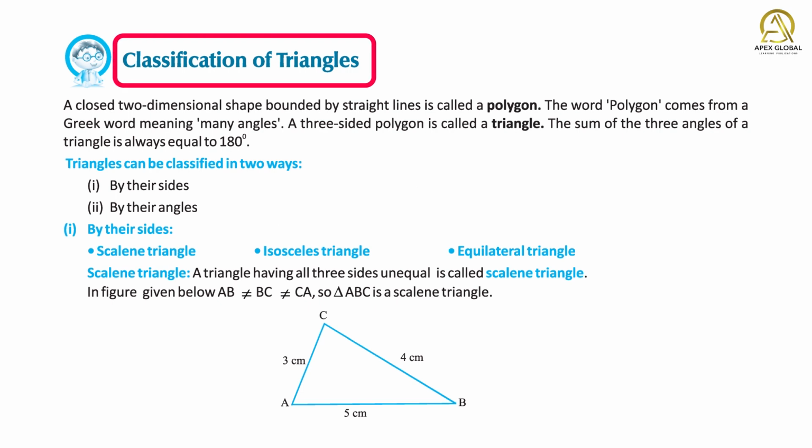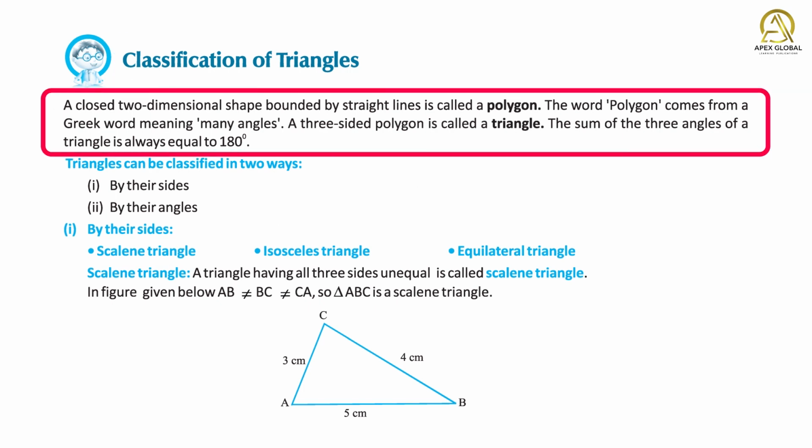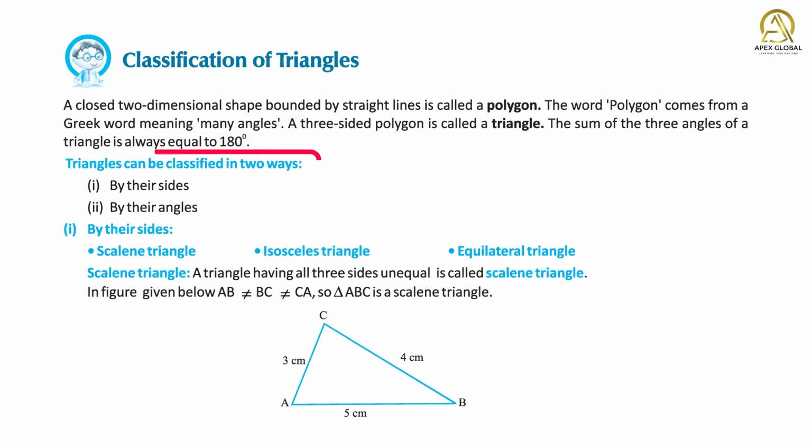Classification of triangles. A closed two-dimensional shape bounded by straight lines is called a polygon. The word polygon comes from a Greek word meaning many angles. A three-sided polygon is called a triangle. The sum of the three angles of a triangle is always equal to 180 degree. Triangles can be classified in two ways. First, by their sides. Second, by their angles.